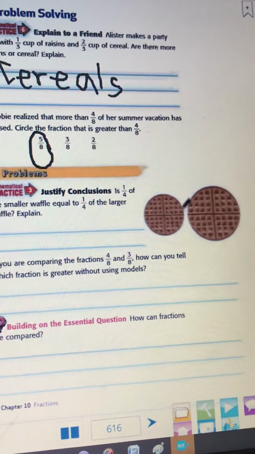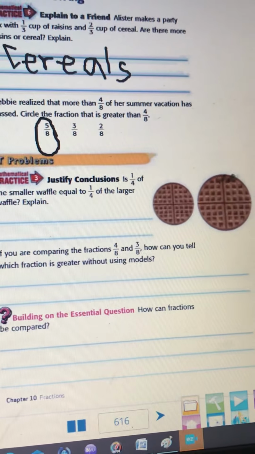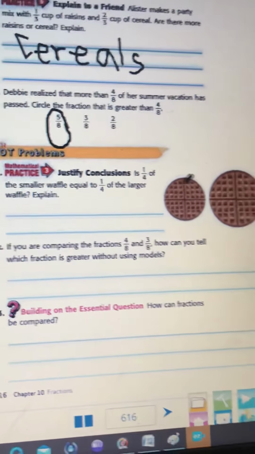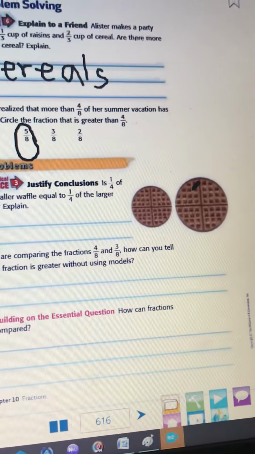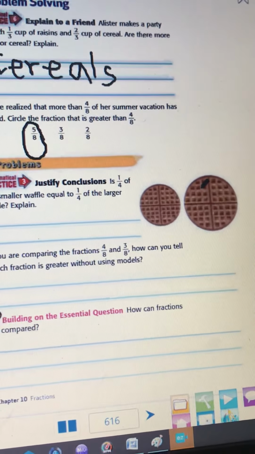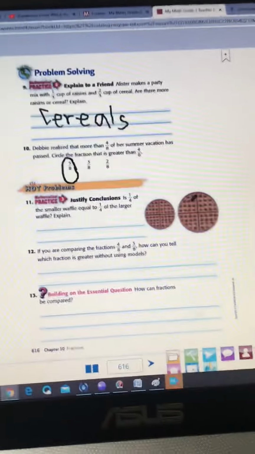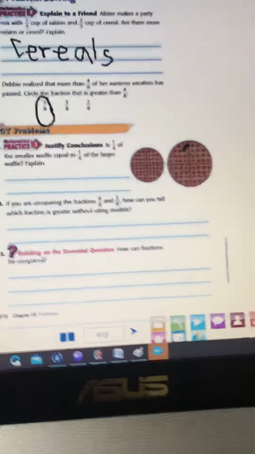Now, let's have number 11, hot problems. Is the 1/4 of the smaller waffle larger or equal to the larger waffle? Is the 1/4 of the smaller waffle the same size or equal to the larger waffle? Why or why not? So I want you to answer it and explain it and send it to me.